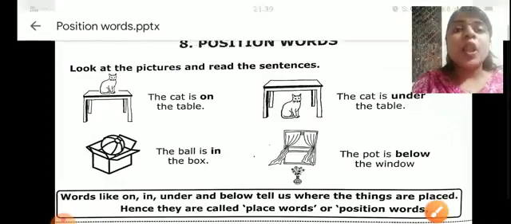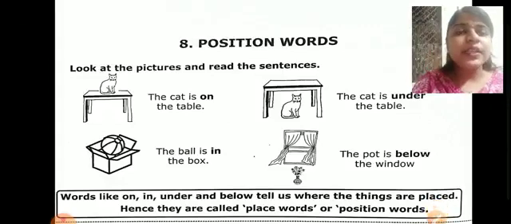Now you look at the pictures and read the sentences. Here you need to see the picture and you have to write position words. Our chapter is about position words. Now what can you see in the picture? You can see a table and a cat, right? Now tell me, where is the cat sitting? Can anyone tell me? The cat is on the table. Can you see in the picture the cat is on the table?